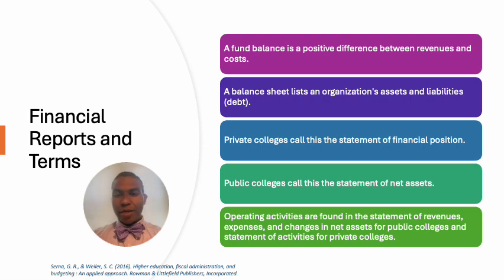All right, so where are you going to find the information that you need? You'll also see another form called a statement of revenues, expenses, and changes in net assets, or statement of activities. Public colleges use the statement of revenues, expenses, and changes in net assets, and the private colleges use the statement of activities. And that's where you find things like operating activities.